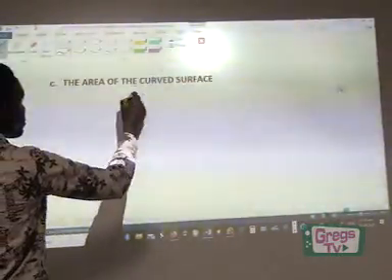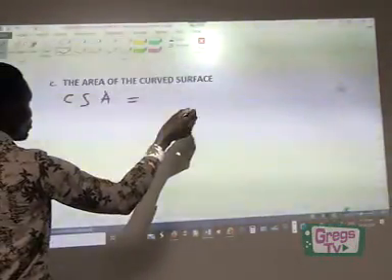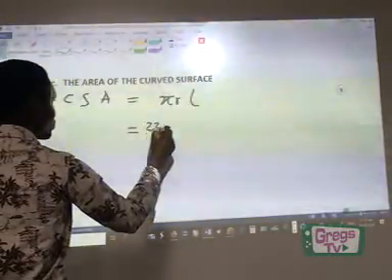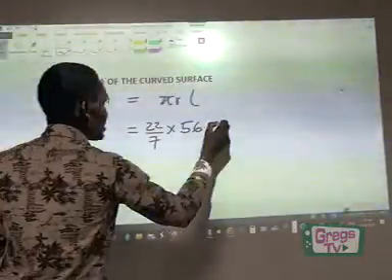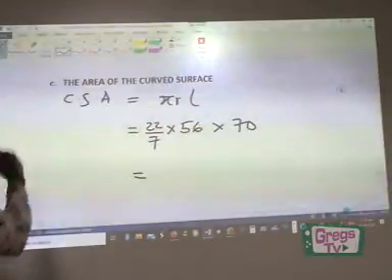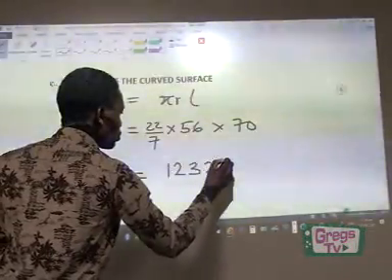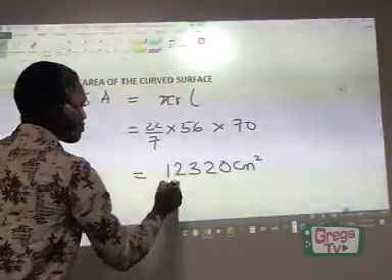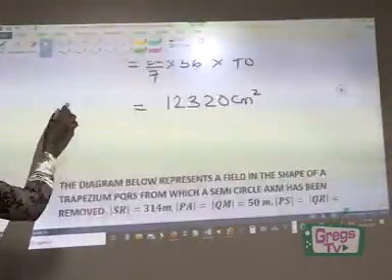So we move on to the third one, which is the area of the curved surface of the cone. And the curved surface area of a cone, if you go through the formulas given, is given as pi r l. And what is pi? 22 over 7 times 56, which is the radius of the base, then times the slant height, which is 70. And if you do your calculation very well there, you are going to get 12,320 centimeters squared. And that will be your answer.